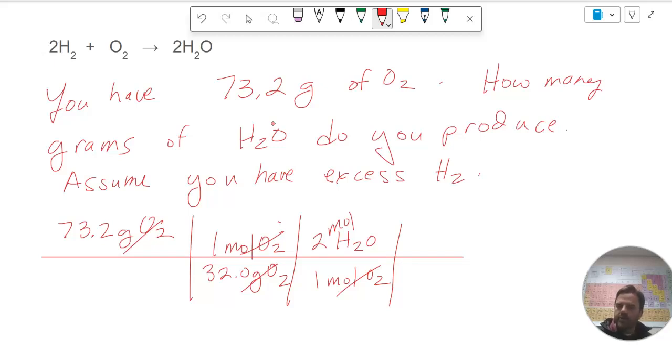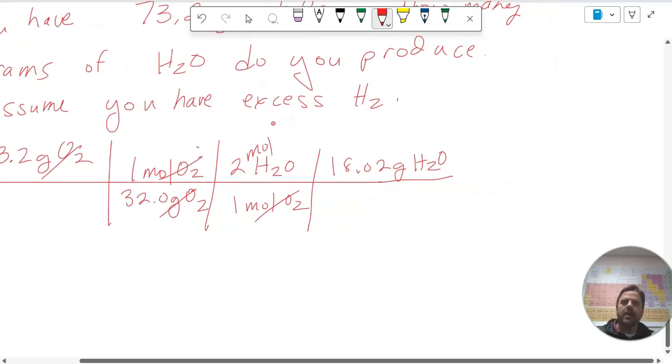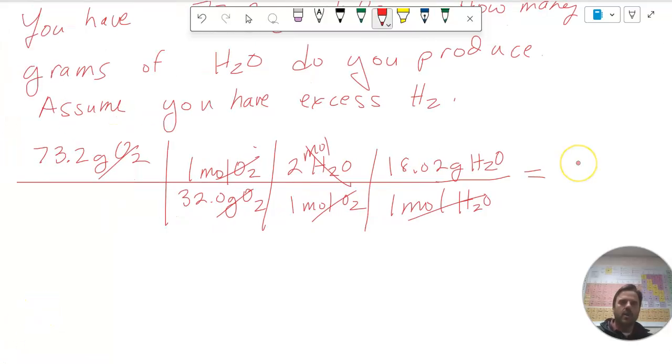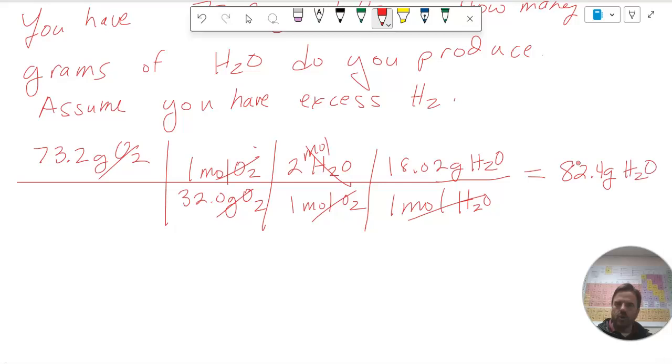But our goal is not moles of H2O, but rather grams of H2O. So the last step is we put in 18.02 grams of H2O, and that's just the molar mass from the periodic table. We add those together just like what we've done in the past, for every 1 mole of H2O. That cancels out moles. And our answer comes out to be 82.4 grams of H2O.